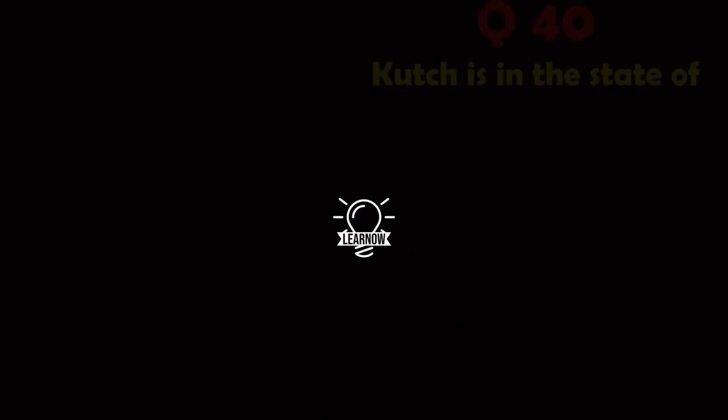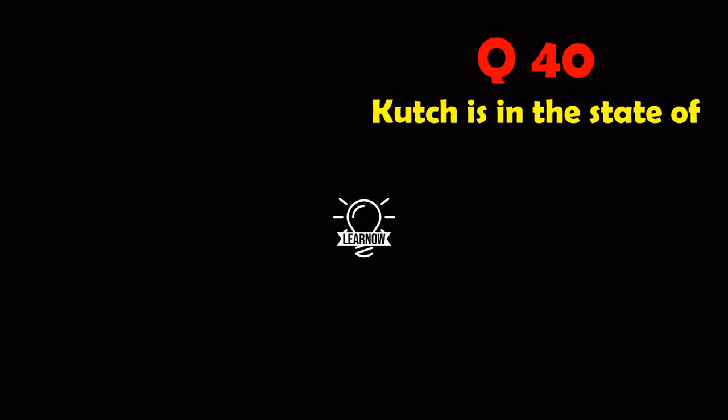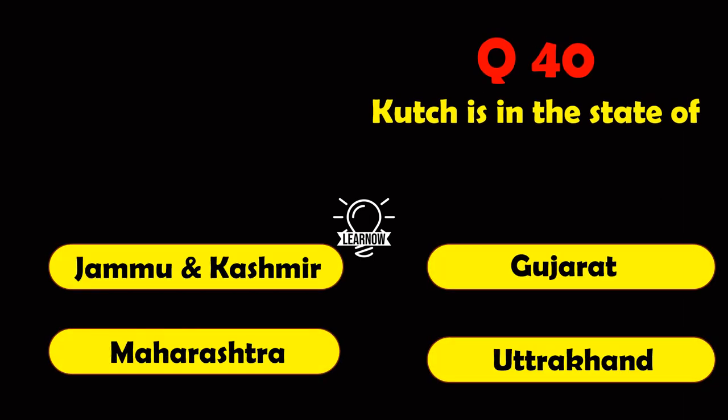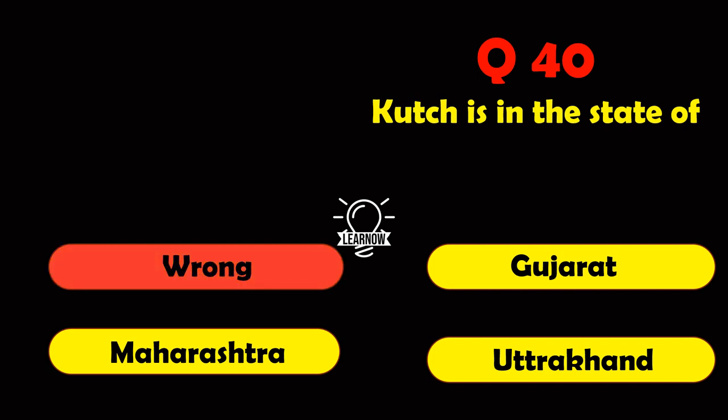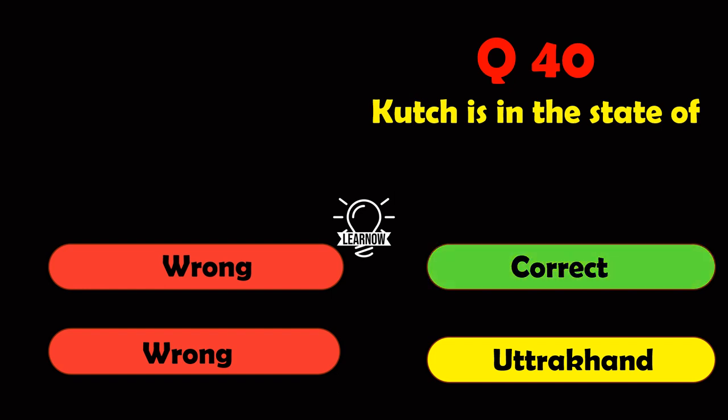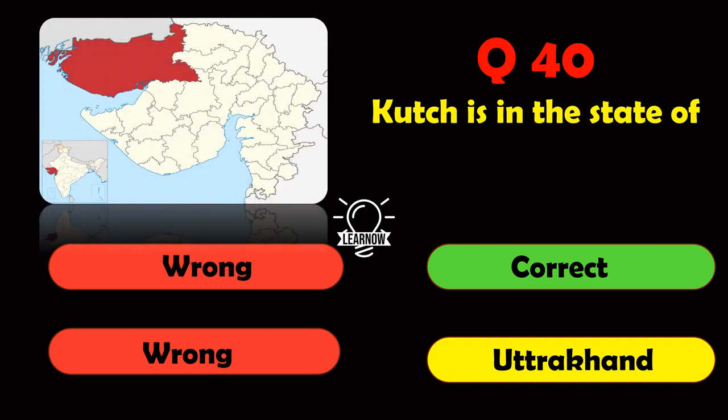Next question, question number 40. Kutch is in the state of, the options are Jammu and Kashmir, Gujarat, Maharashtra or Uttarakhand. Let's find out the correct answer. Is it Jammu and Kashmir? No, it is wrong. Is it Maharashtra then? Maharashtra is also wrong. So let's go to Gujarat. Gujarat is the correct answer. Kutch is in the state of Gujarat. As you can see on the map of India, there is Gujarat, and in Gujarat you can see Kutch as well.